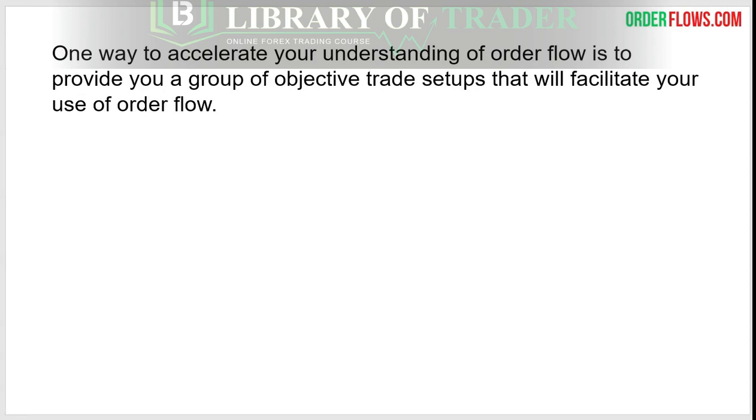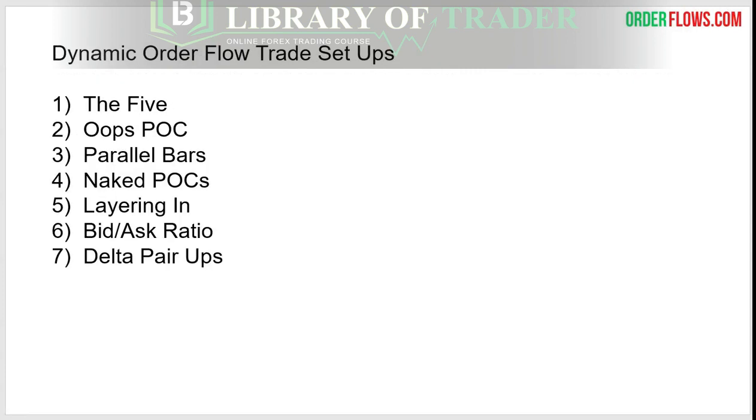Now, one way to accelerate your understanding of order flow is to provide you a group of objective trade setups that will facilitate your use of order flow. And the 7 setups I'll be talking about in this course is first the 5. The second is the OOPS POC. Number 3 is parallel bars. Number 4 is naked POCs. Number 5 is layering in. Number 6 is bid-ask ratios. Number 7 is the delta pair-ups.